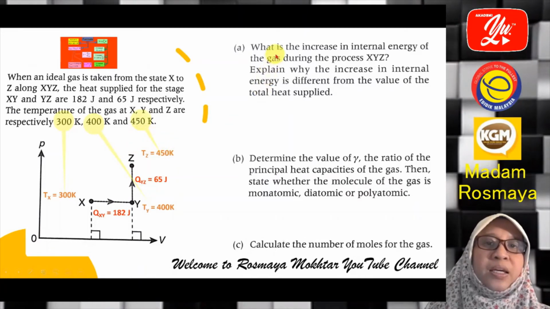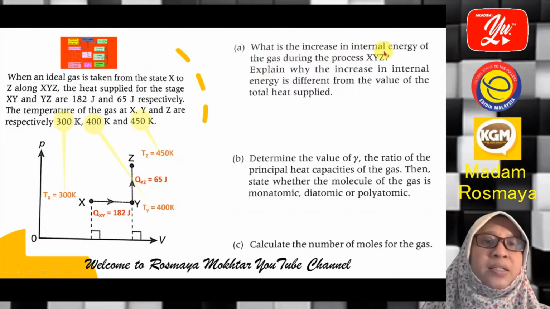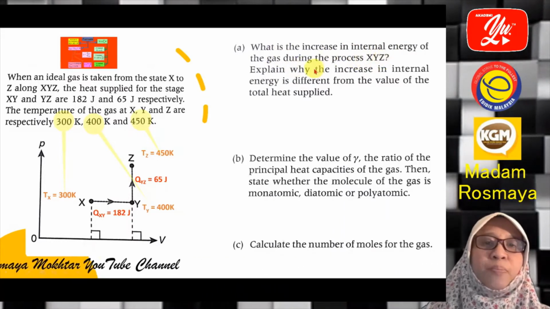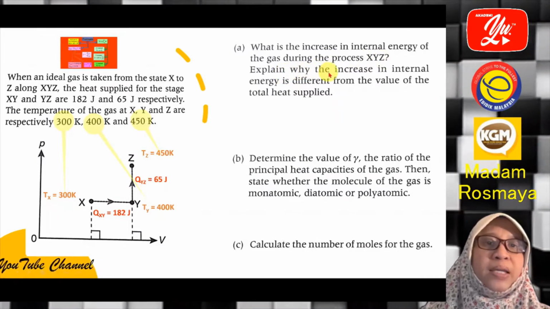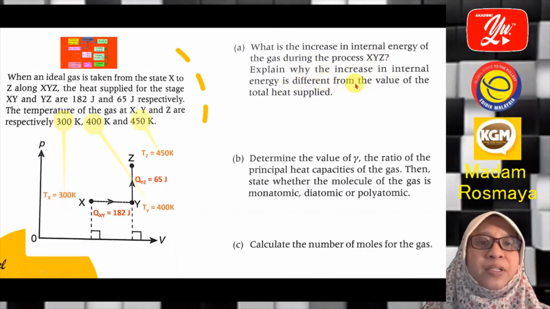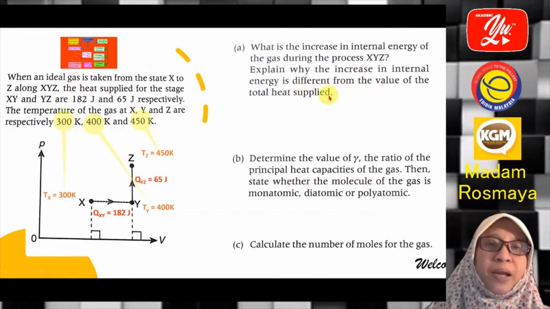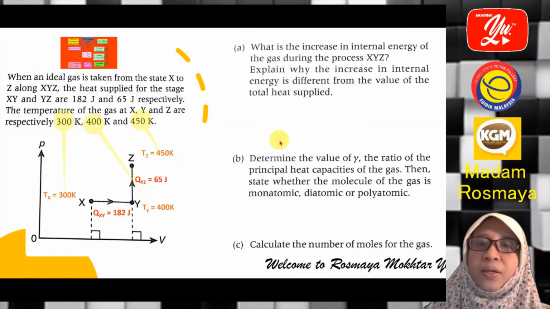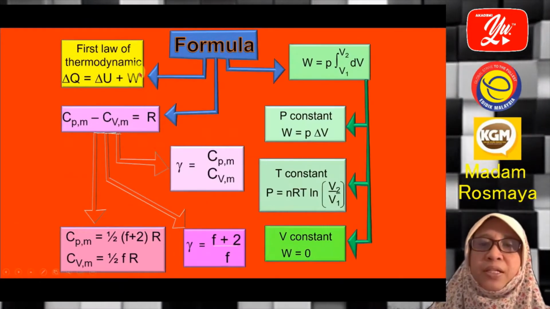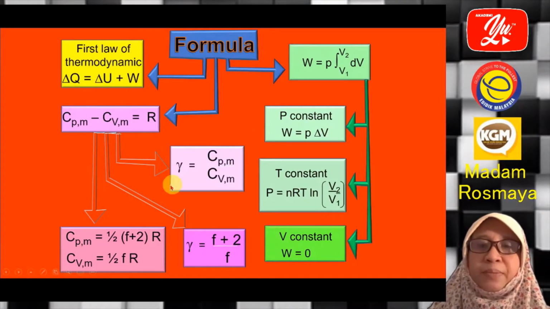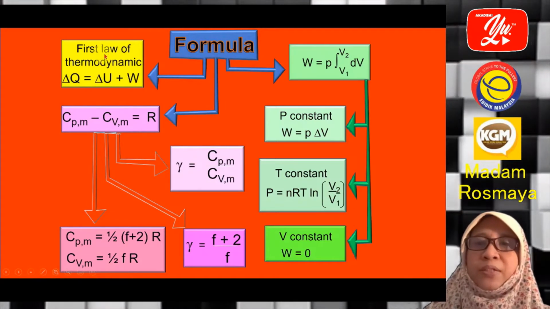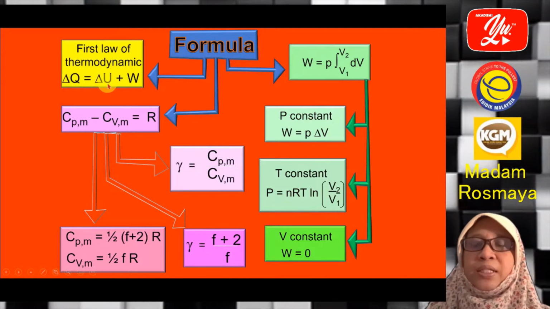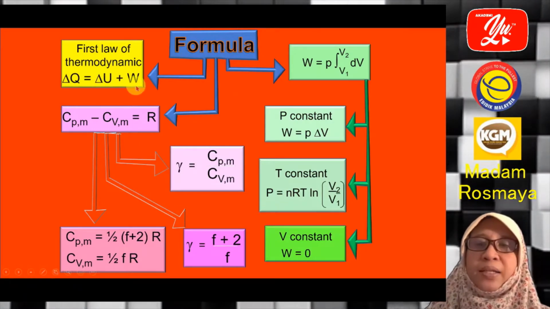Question A: what is the increase in internal energy of the gas during the process XYZ, and explain why the increase in internal energy is different from the value of the total heat supplied. So we do question A first. This is the formula that you need to memorize for this chapter. We are going to use the first law of thermodynamics: the heat supplied equals the change in internal energy plus the work done.